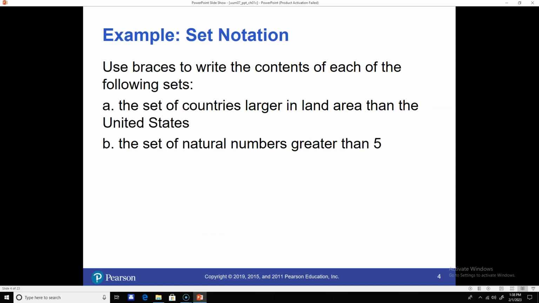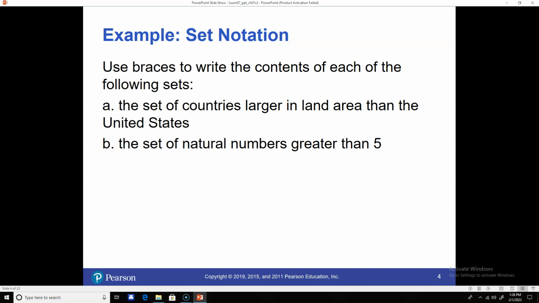Okay, so we're going to try to use set notation to represent the sets. So A, the set of all countries larger in land area than the United States, so that's going to be Russia and Canada. Sometimes China is listed as larger. We have almost the same exact area in terms of square mileage. Very, very close. But I think here they just do Russia and Canada.